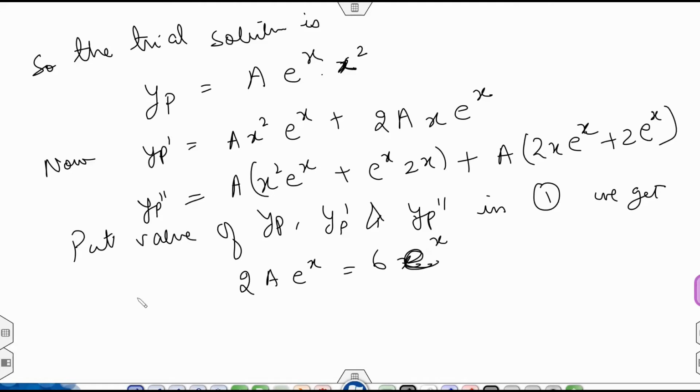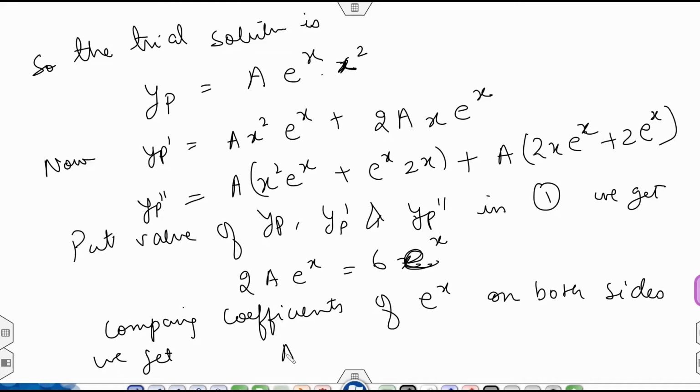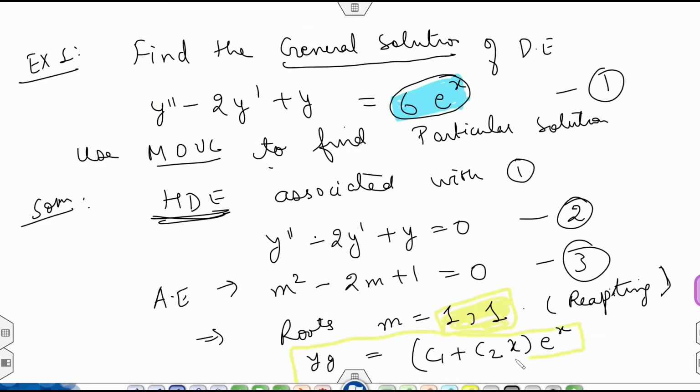Now if you compare the coefficients of e^x on both sides, we get a equal to 3. So you have found the value of a. If you put a over here, this will be your yp, and you have also calculated yg over here. So what will be the general solution? yg plus yp. Therefore yp is equal to 3x² e^x.